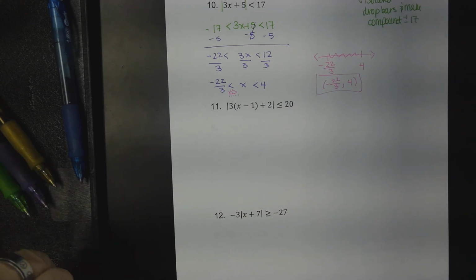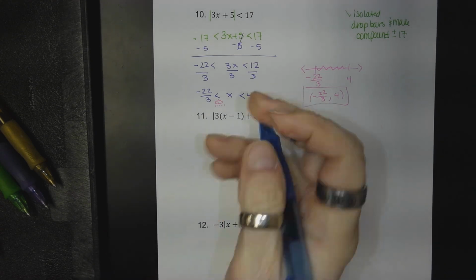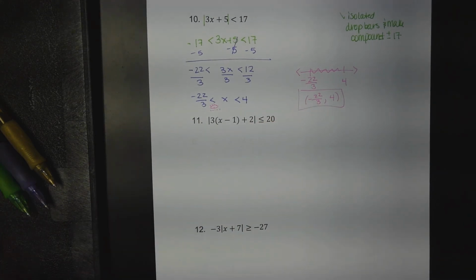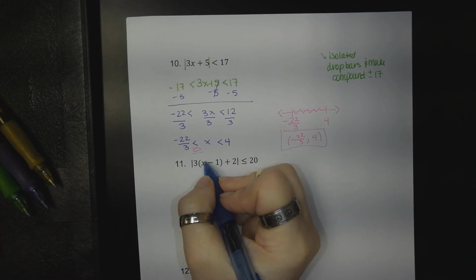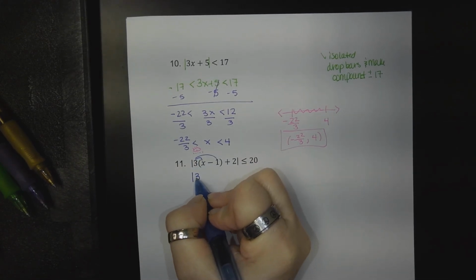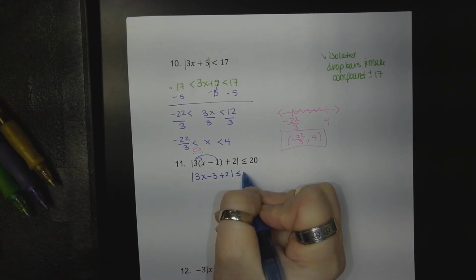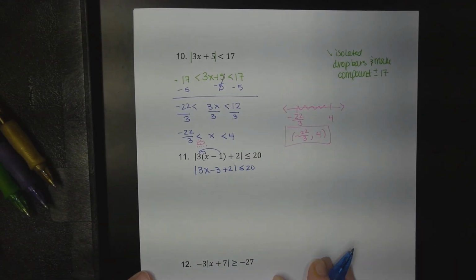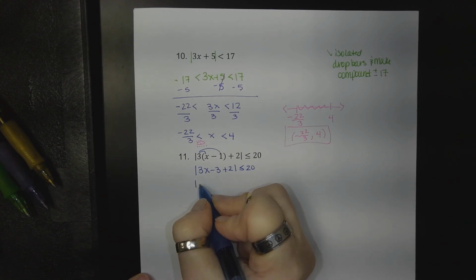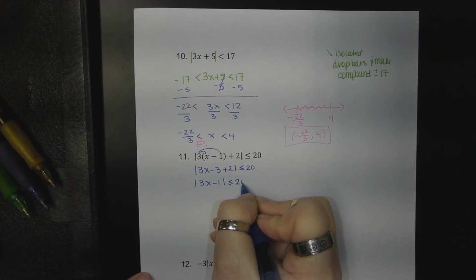Haven't done this before, so let's just do it together. So all of this is inside the absolute value. So we have to simplify it inside, okay? So first thing we're going to do is remove the grouping symbols. Absolute value, 3x minus 3 plus 2 less than or equal to 20. Absolute value, 3x minus 1 less than or equal to 20.